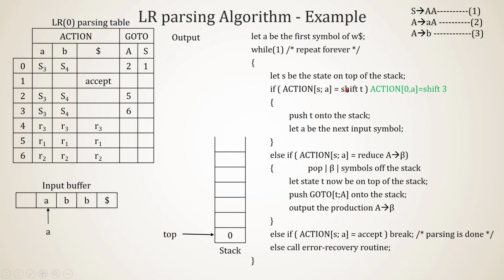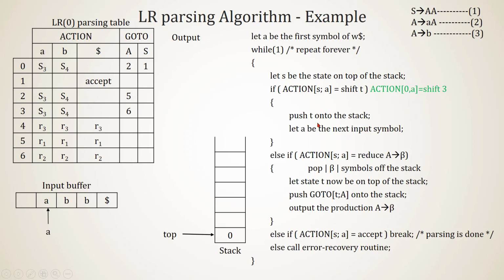So first this condition will be checked: action[S, A]. S is the top of the stack, and the top of the stack contains 0. A points to the first character in the input buffer, which is also A. So action[0, A]. You just look at the table. Under action 0, A, I got S3. That means shift 3. In the previous video we discussed that S denotes shift. So the first condition is true.